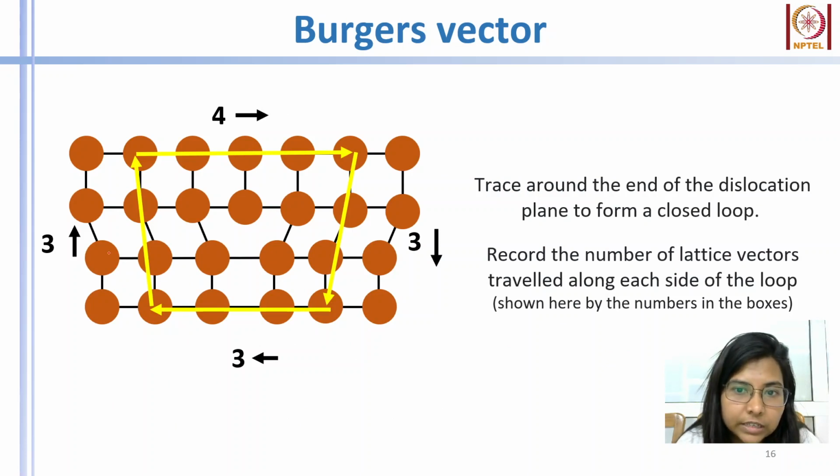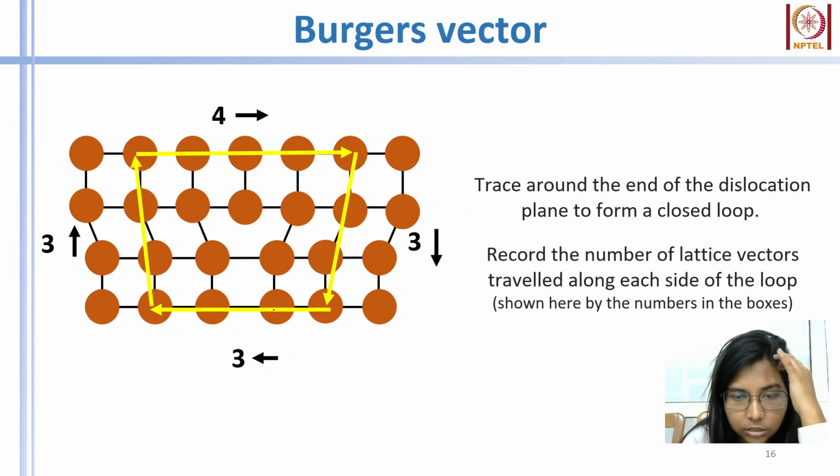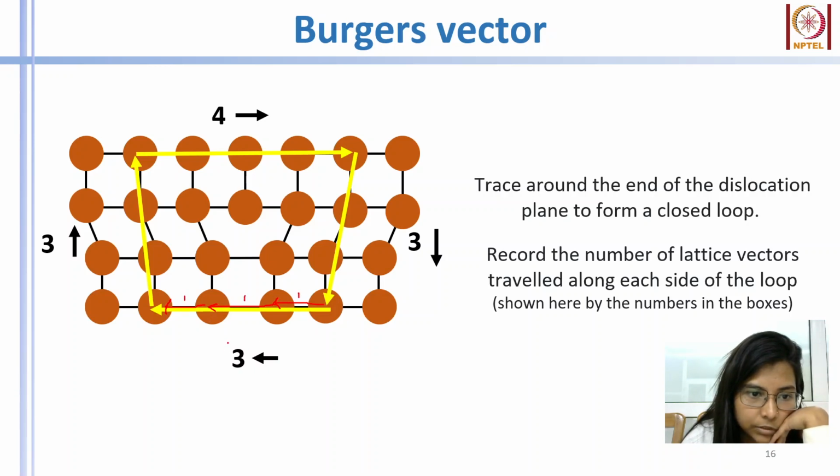Now we will trace around the end of the dislocation loop, like this. Let us start from here. This is one unit cell, so let us assume one unit cell to be 1. We will record the lattice vectors. From here to here is 1, here is 1, here to here is 1. So 1 1 1 adds up to 3. I have written 3 here. Now along this direction again 1 2 3, so I have written 3.